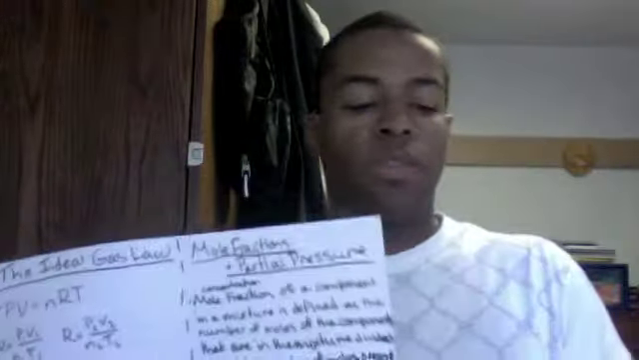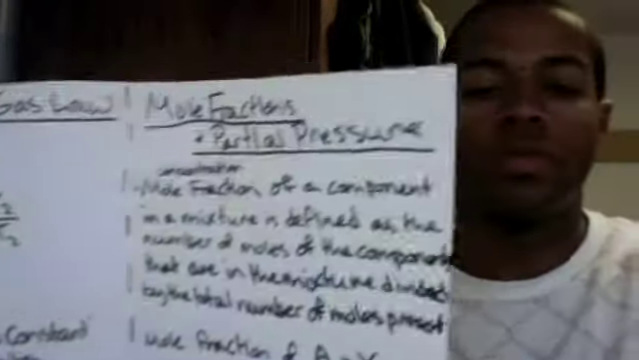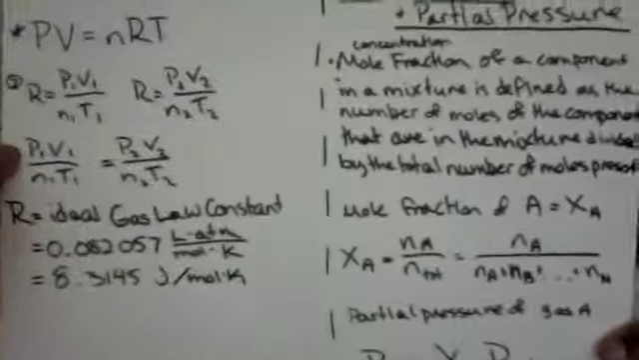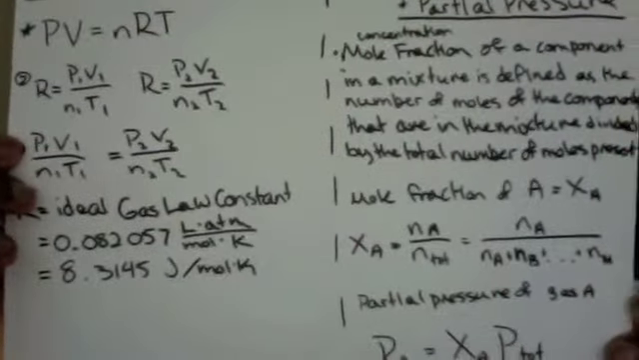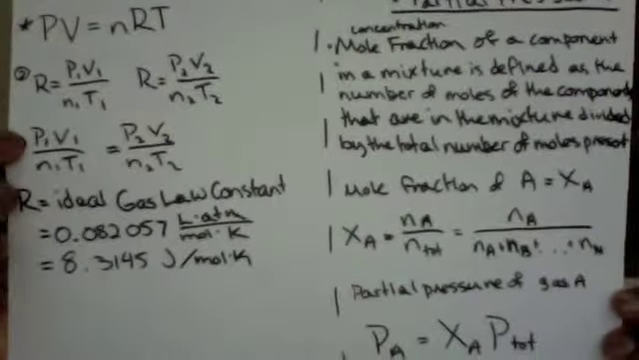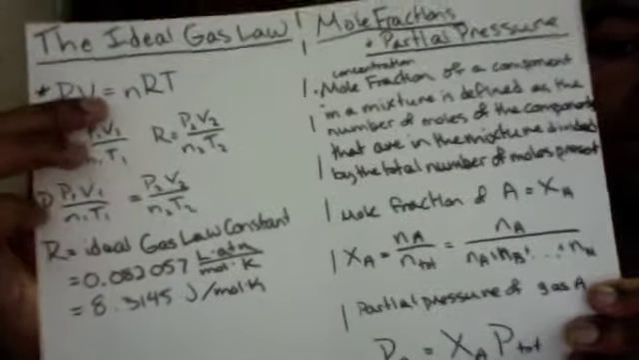Today I'm going over some topics in Chemistry 1310, specifically the ideal gas law, as well as mole fractions and partial pressures. First, just an overview of what the two really are. Here we have the ideal gas law, which is pressure times volume equals number of moles times the gas constant times temperature. So PV equals nRT right over here.